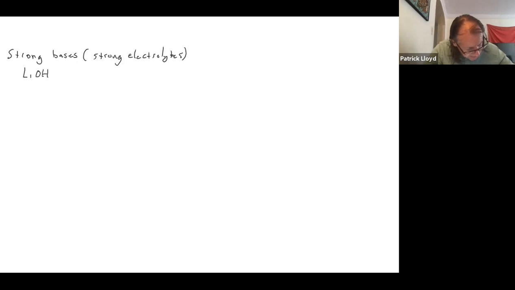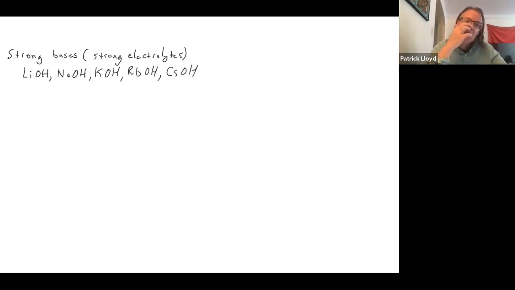lithium, sodium, potassium, rubidium, and cesium hydroxides, all of those 5. So group 1A, all of those group 1A metal hydroxides are strong bases. But some, not all, but some of the group 2 are strong bases as well.